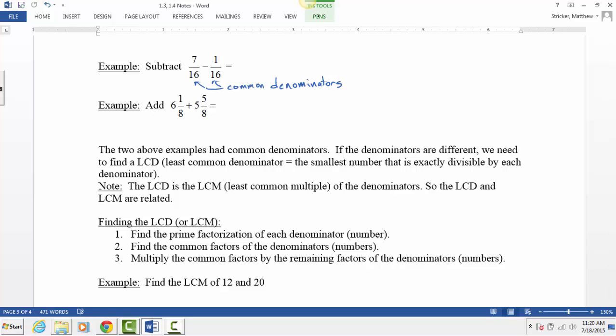So we can just go ahead and subtract. And the way we subtract is we subtract the top numbers. 7 minus 1 is 6, and the denominator stays the same. So we take 7/16 and we subtract away 1/16.